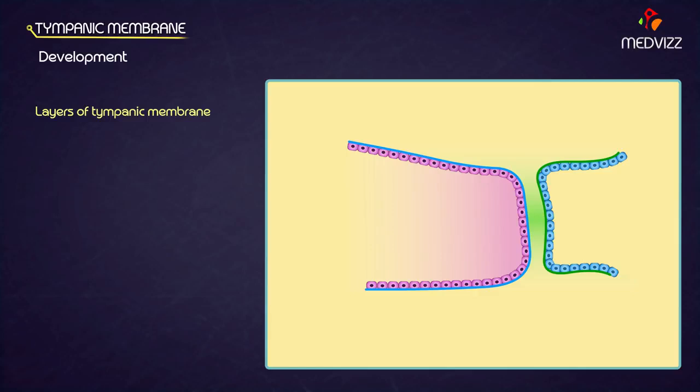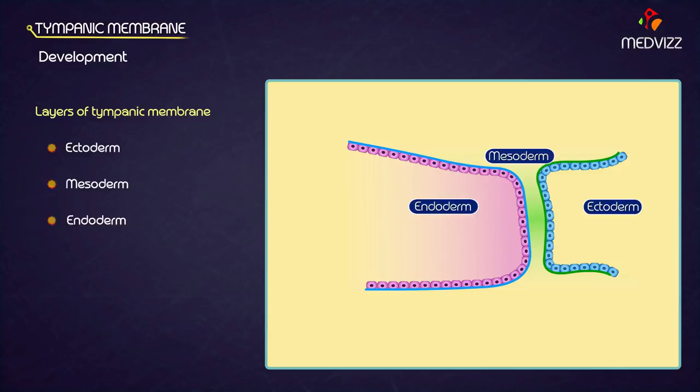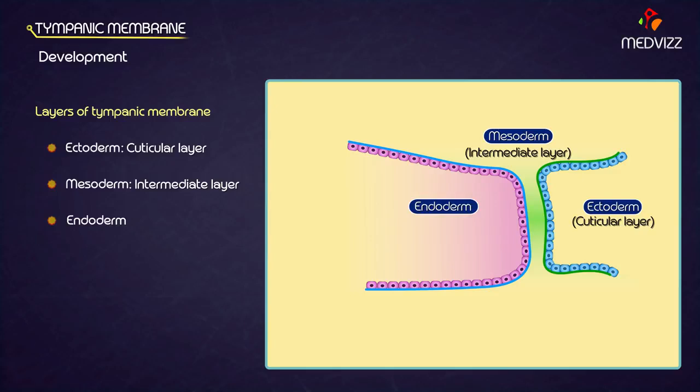Hence, the tympanic membrane consists, from superficial to deep, of three layers and are derived from ectoderm, mesoderm, and endoderm. These three layers correspond to the following three layers of the tympanic membrane: cuticular layer, which is derived from ectoderm, intermediate layer, which is derived from mesoderm, and the mucous layer, which is derived from endoderm.